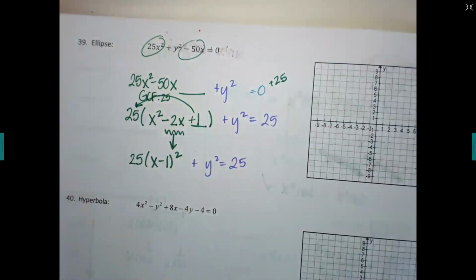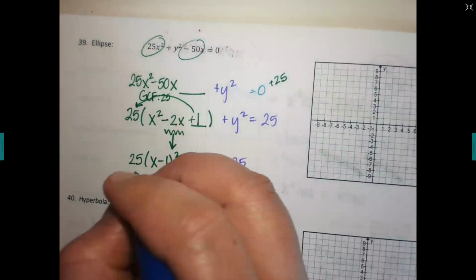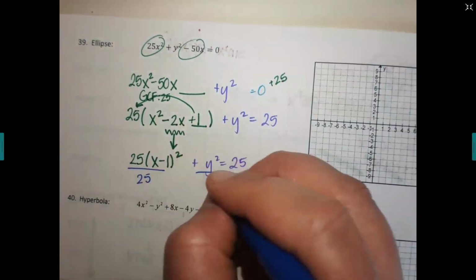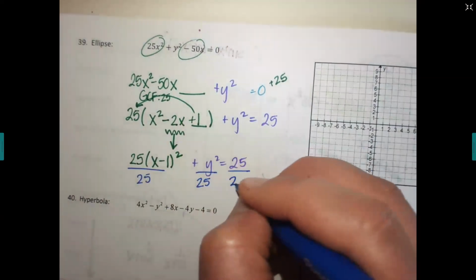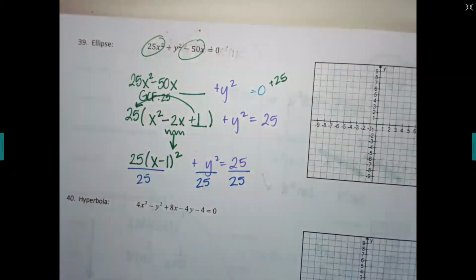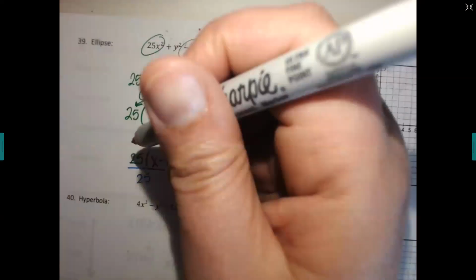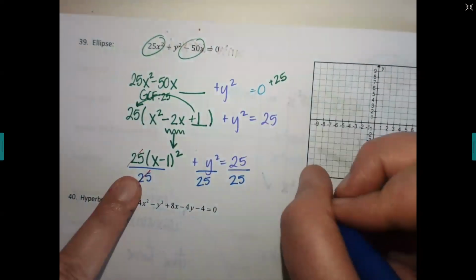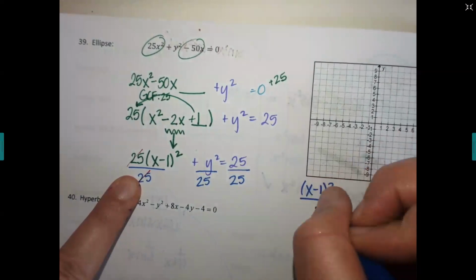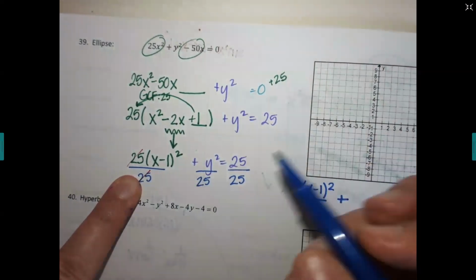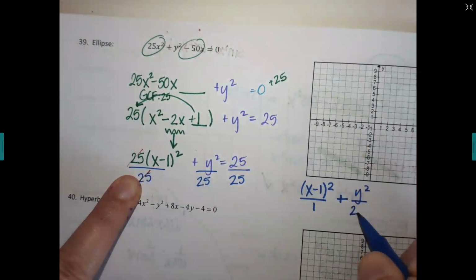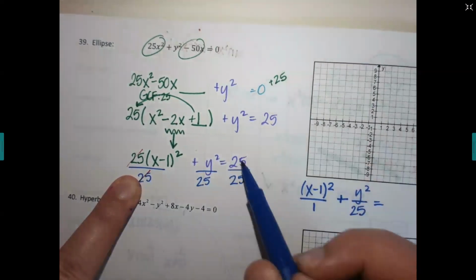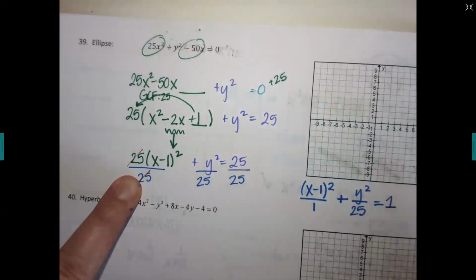Then for your ellipse, your final equation is supposed to be equal to a 1. Right now it's equal to a 25. So the way that I fix that is I just divide by 25 all the way across. So 25 divided by 25 is going to cross out here. That's just going to give me a 1. So x minus 1 squared over 1. Y squared is over 25. And then 25 divided by 25 equals 1.